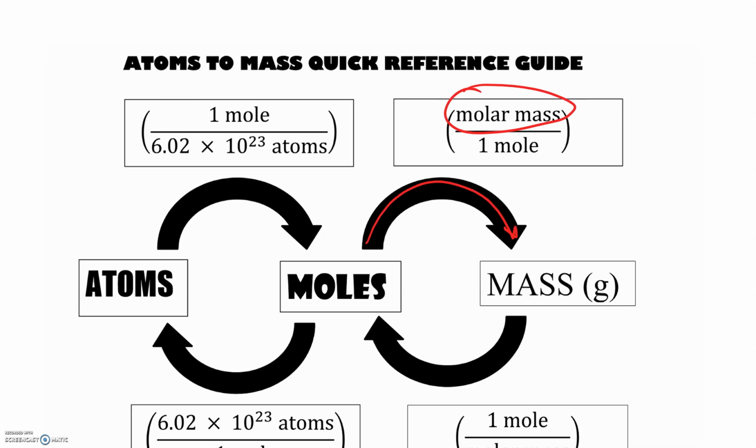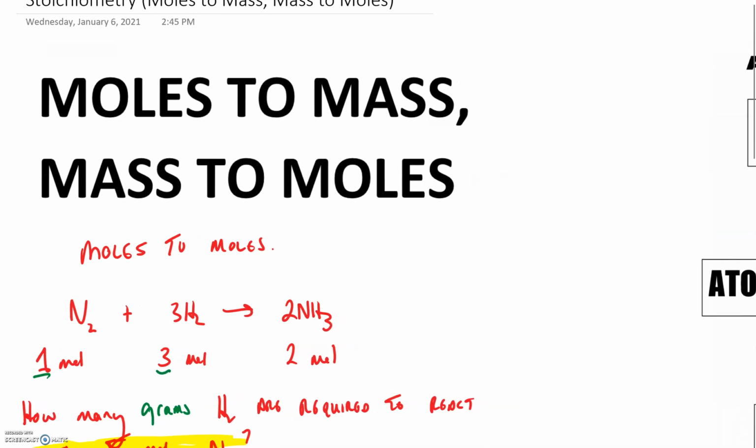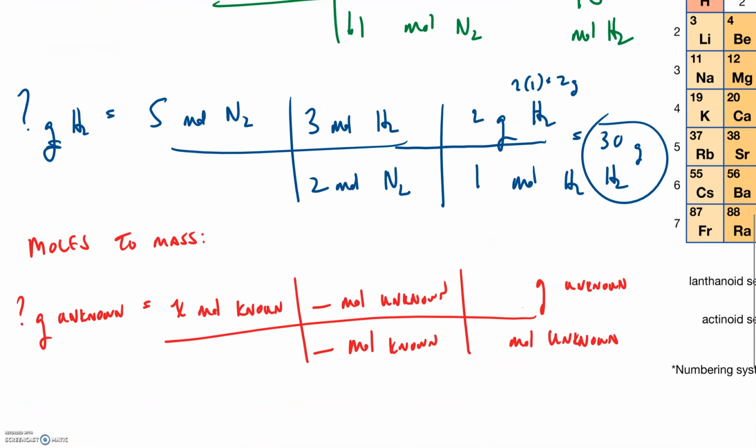You just need to find the molar mass of whatever it is you're looking for, and that's what your periodic table's for. So that means that in this blank template here, this would be molar mass, and this would be 1.